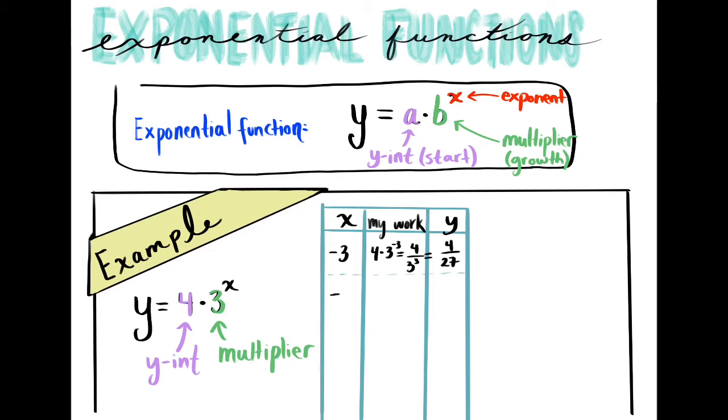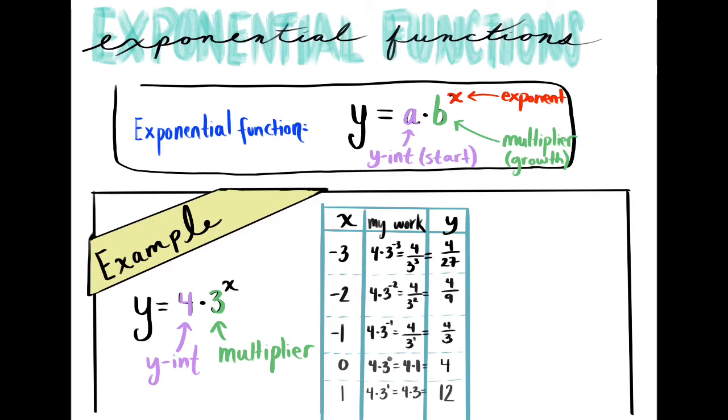So if I plug in -2, I get 4 over 3 squared, which gives me 4 over 9. I plug in -1, same thing, but now it's just 4 over 3. So I get 4/3. I plug in 0. Remember that anything to the 0 power is just 1. So 4 times 1 is 4. I plug in 1, 4 times 3 to the power of 1. That's 4 times 3, I get 12. And last one, let's squeeze it in there. Plug in 2 and I get 36.